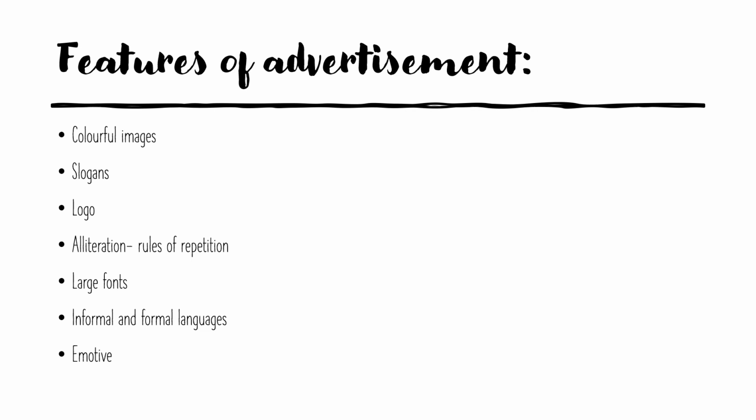The alliteration, which is the repetition or the occurrence of the same letter or word, is also important in advertisements. Large fonts are used to attract our attention as consumers, as the target audience. The informal and formal languages show us what is needed in an advertisement and what is not. Formal advertisements do not have contractions in their language. Informal advertisements allow for contractions in the words used in the advertisement. The emotive language or emotional language that is used in an advertisement is also important because it evokes emotions.